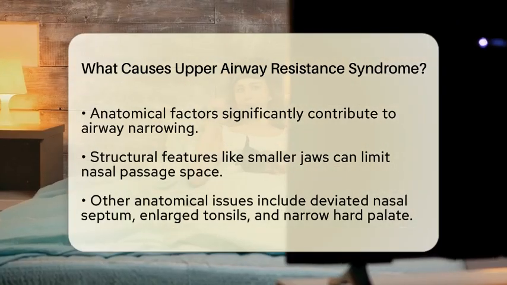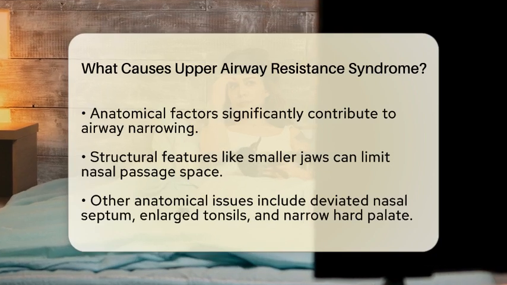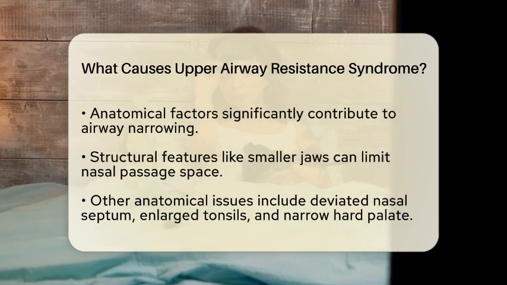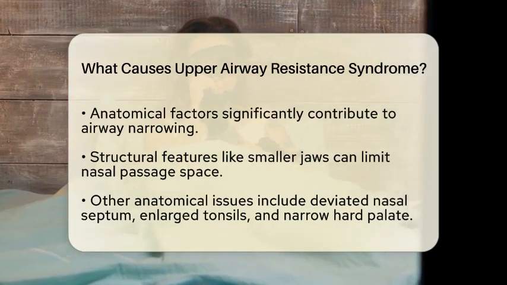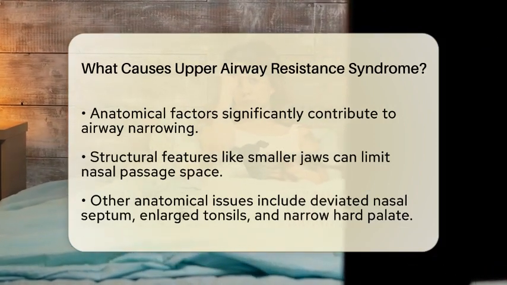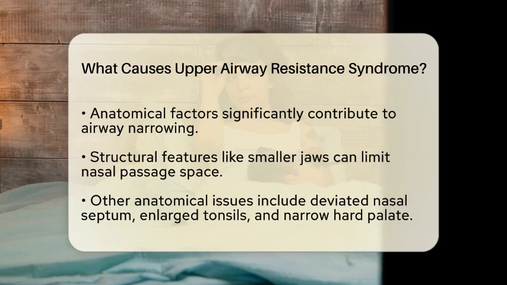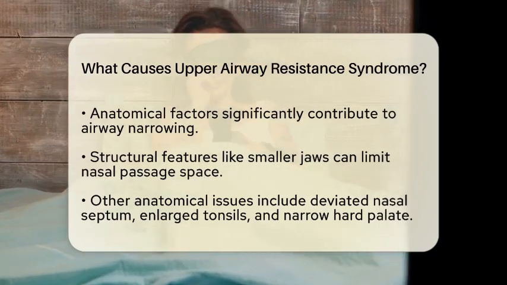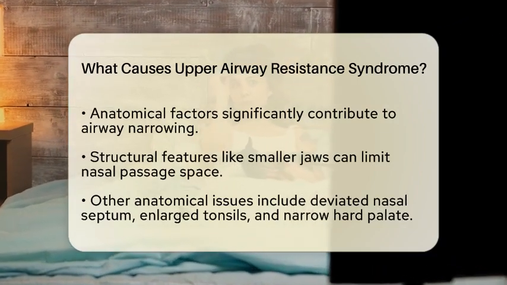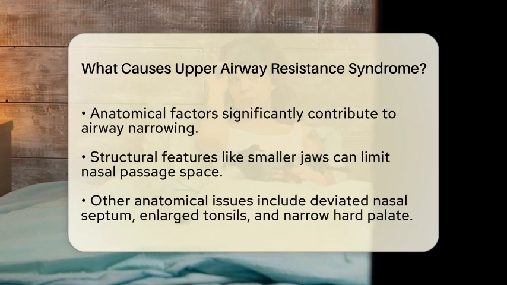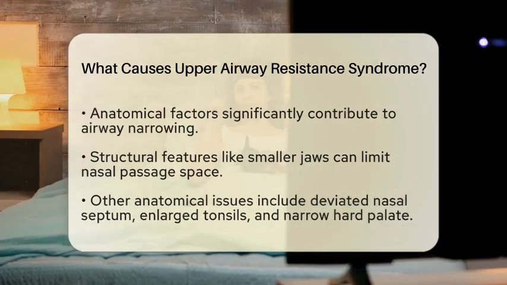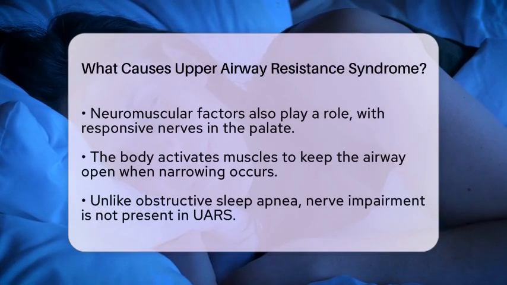Now, what causes this narrowing? Anatomical factors play a significant role. The upper airway, especially the pharynx, is a flexible tube made of muscles and soft tissues. Certain structural features can reduce the space in the airway. For instance, individuals with smaller jaws may have less room in their nasal passages and behind the base of the tongue. Other anatomical issues can include a deviated nasal septum, enlarged tonsils, or a narrow, hard palate. These conditions can decrease the airway size, making it more difficult for air to flow freely during sleep.